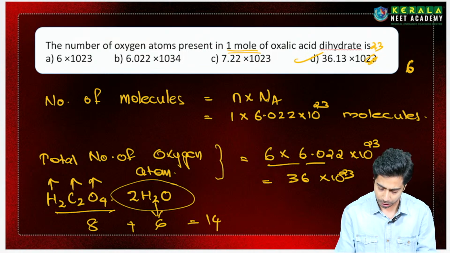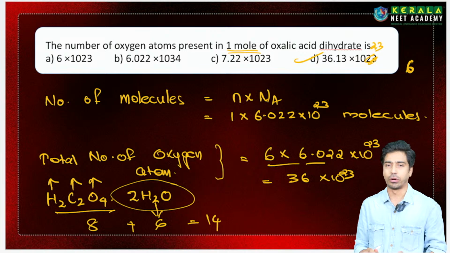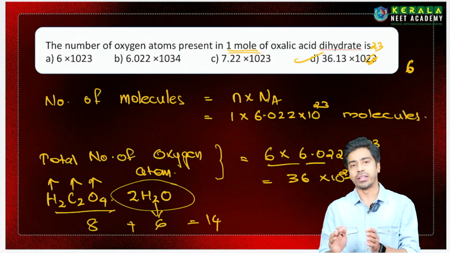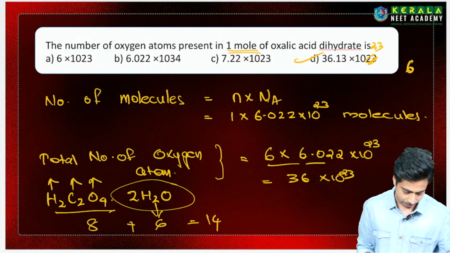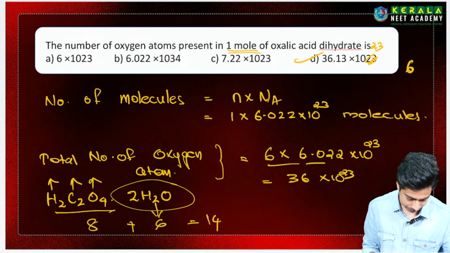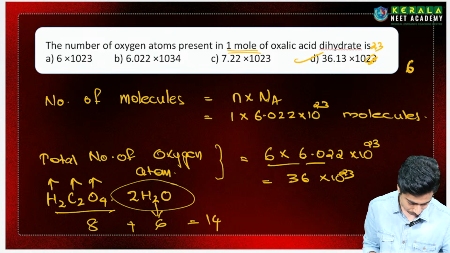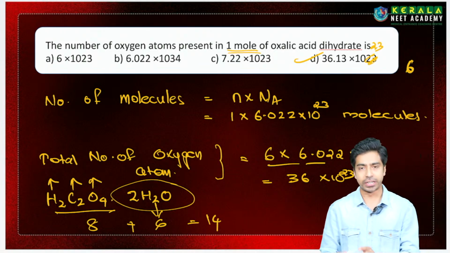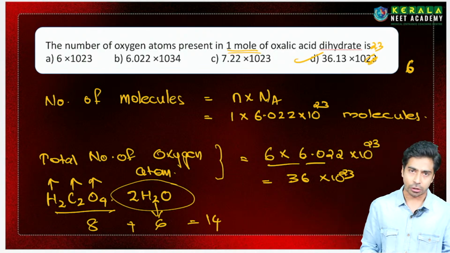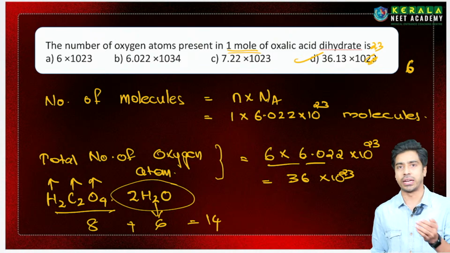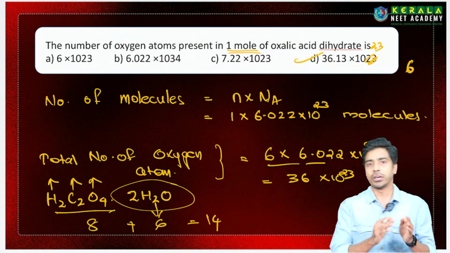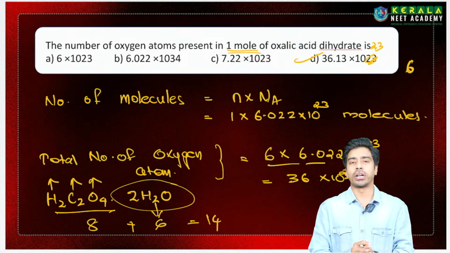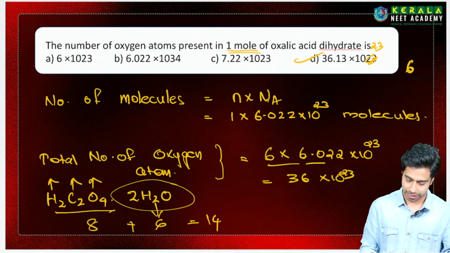Normally the number of species will be equal to the number of molecules into the given parameter. So whenever you have these kinds of questions, you have to multiply with atomicity. For the number of electrons, calculate how many electrons are in one molecule. Total number of molecules into total number of electrons will give you that answer.